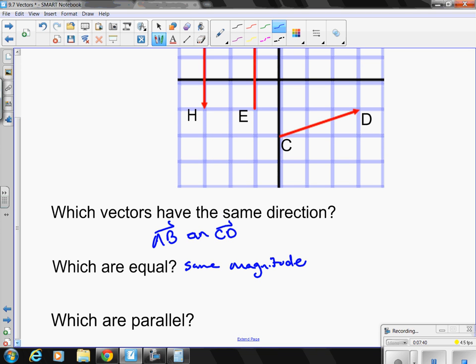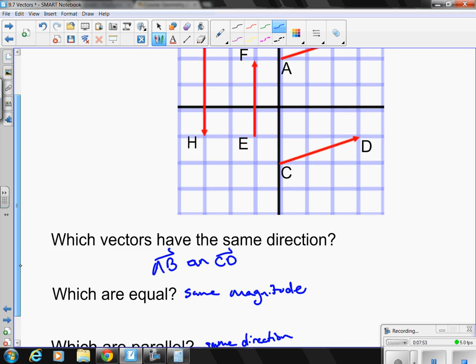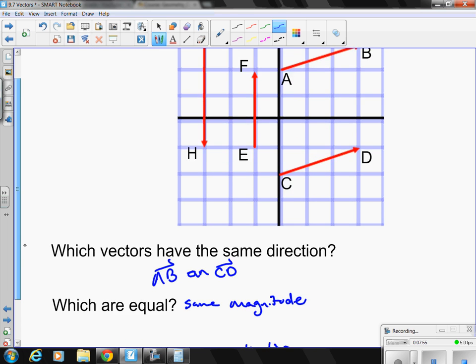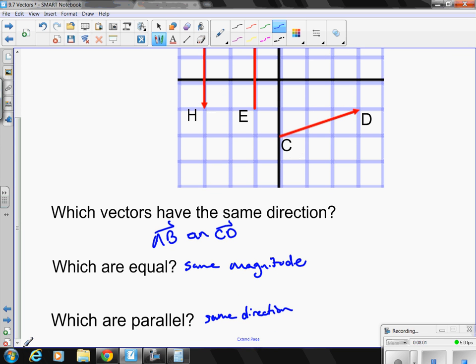Which ones are parallel? That means the same direction. Same direction, well, these ones again, right? These ones are parallel, as well as these vectors. Same direction. I guess they can be pointing opposite ways, so they can be opposites.